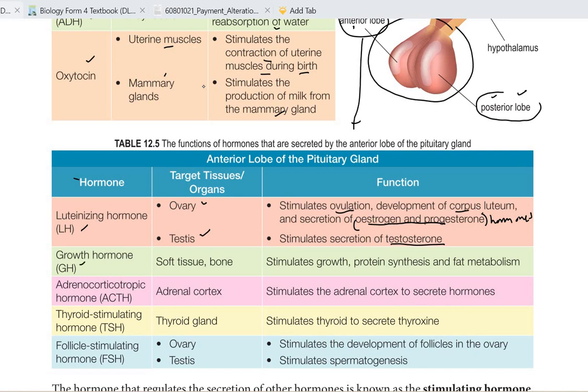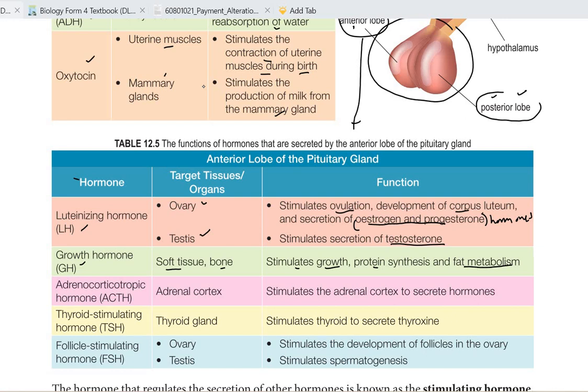Another one is growth hormone, GH. The target tissues or organs are soft tissue and bone. The function is to stimulate growth, protein synthesis, and fat metabolism. So this is the function of growth hormone produced by the anterior lobe of the pituitary gland.